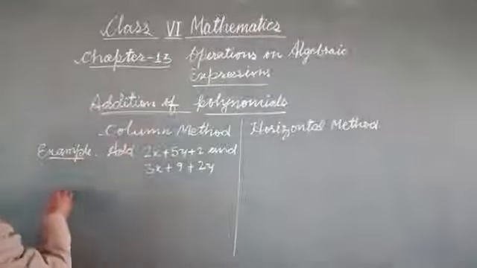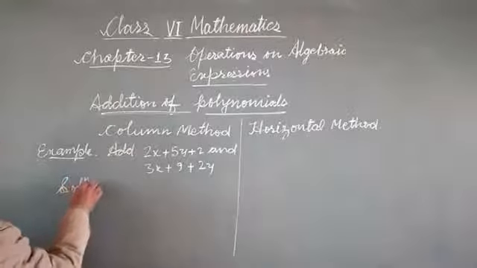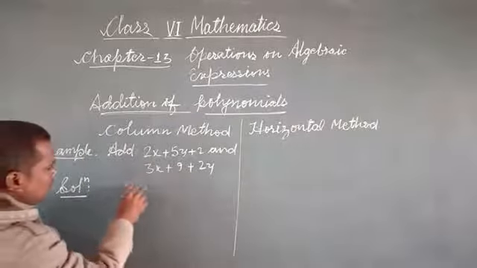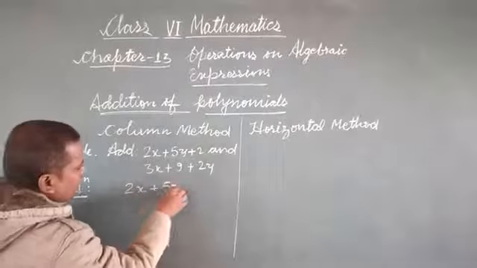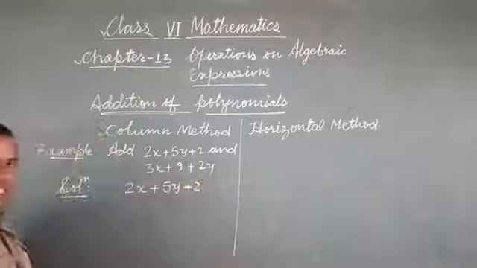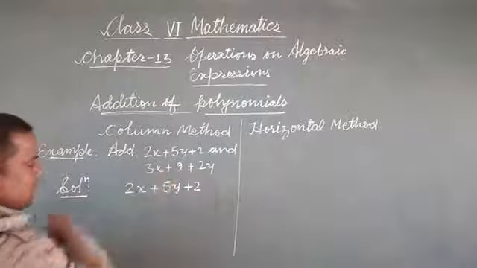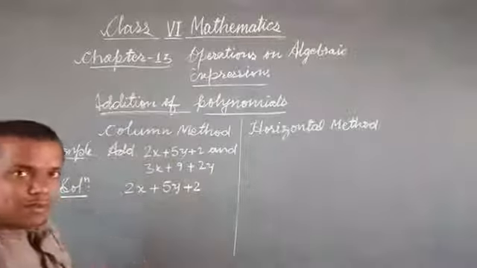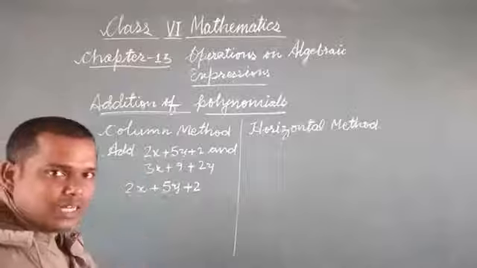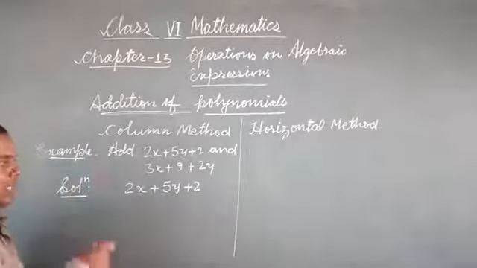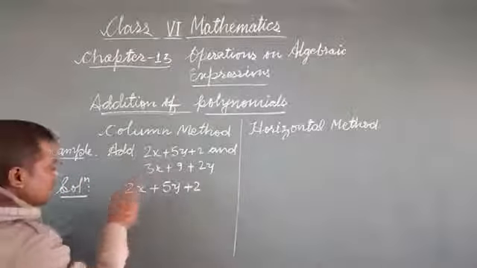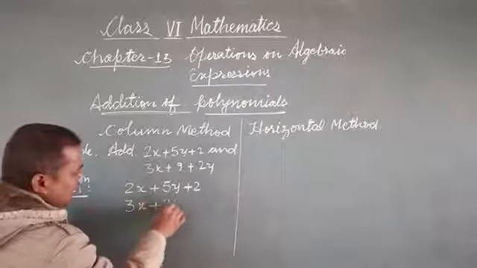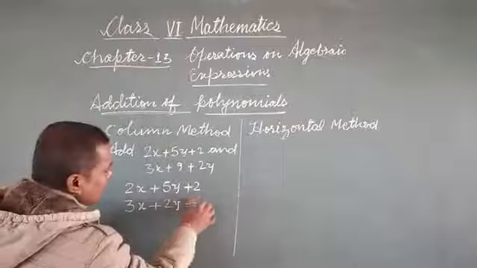Look at here. Solution. The first expression we have 2x plus 5y plus 2. And the second expression we have 3x plus 9 plus 2y. So we will write the terms of the second expression according to the variable and below it. So here is 3x, I will write 3x here. Here is 2y, so I will write 2y here. Here is 9, so I will write 9 here.